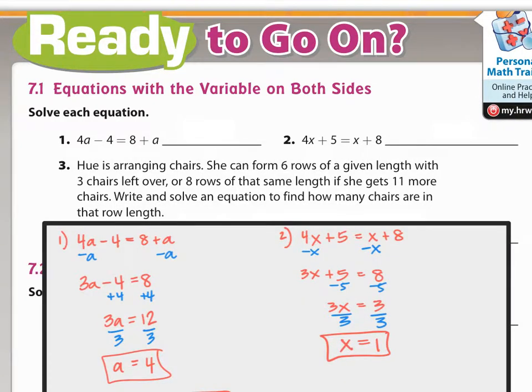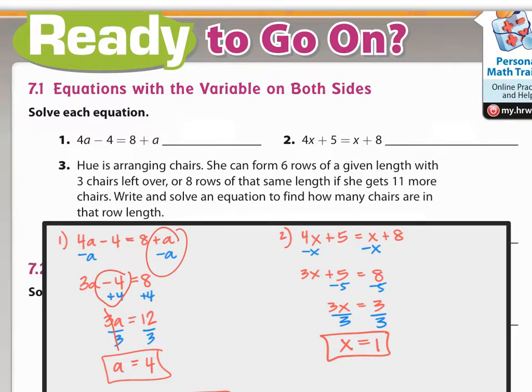And here are the solutions for number 1 and number 2. As you can see in number 1, I wrote the equations that I ended up with in red. The blue is what I did to both sides. And I subtracted 1a on both sides first to make this a 0. That's a 0 there. Then I got 3a minus 4 equals 8. I wanted to make a 0 with that minus 4. So I added 4. And then at the end, I wanted to make a 1 by dividing by 3. So I got a by itself equals 4.